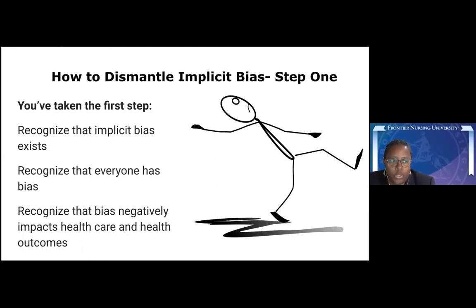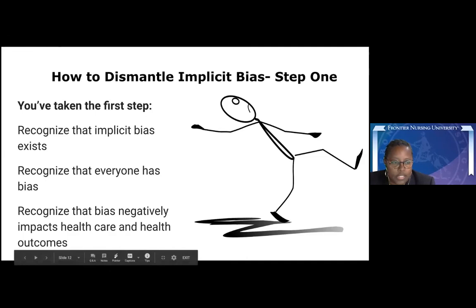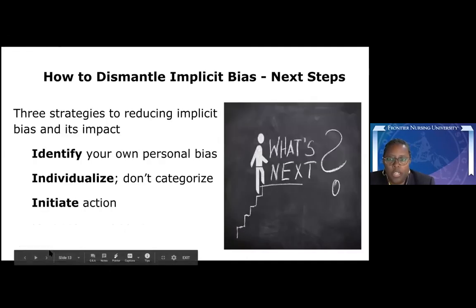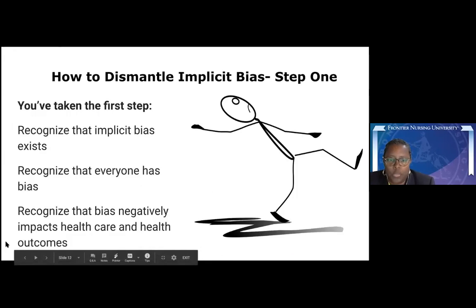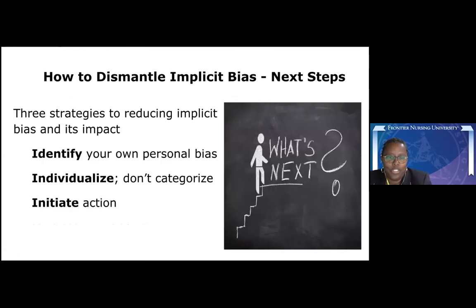Because now we do recognize that implicit bias exists, and it exists in all of us. Every one of us has some measure of implicit bias. Even good people, even very good people have implicit bias. And the existence of that bias will negatively impact healthcare and healthcare outcomes. So we have to do something about it. That's right, Dr. John, we have to do something about it.